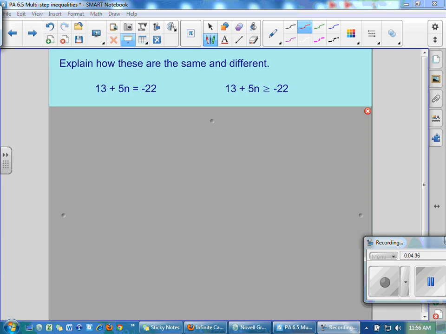It says explain how these are the same and different. How are these two the same? Same numbers. Very good. How are they different? One has a little greater than sign. Yeah, this one is an inequality, and this one is an equation. Close, with equality, because equal, equality, equation, yeah.